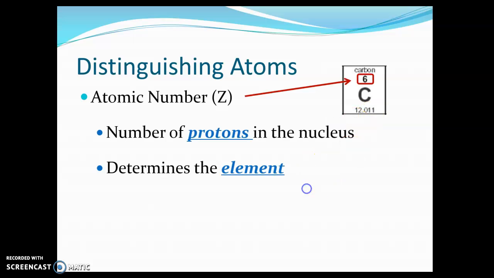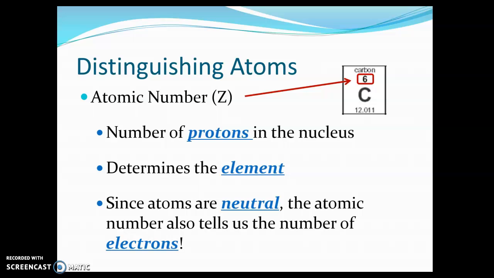So, distinguishing atoms. The number of protons in the nucleus determines the element. All right, this is the atomic number. So that's that number that's circled there. Since atoms are neutral, the atomic number also tells you the number of electrons. So as long as it's not a charged particle, the number of protons is always going to be equal to the number of electrons.